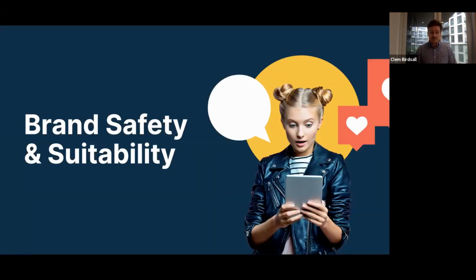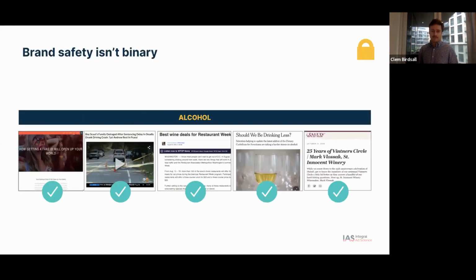Next pillar is brand safety and suitability. So brand safety and suitability, it's not a binary measure of is the ad in view or is it not, or is it invalid traffic or a human. Like, brand safety is less binary.